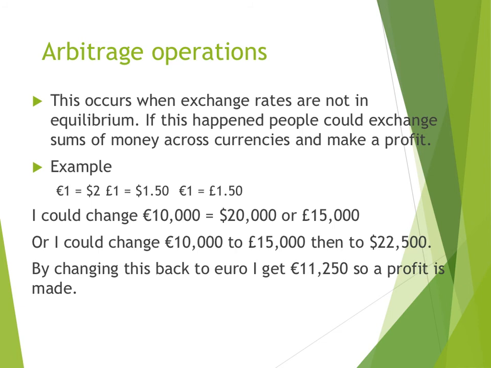22,500. Okay, if you want to know how to do that, all you have to do is take the 15,000 and multiply it by the 1.50 exchange rate, and you get this 22,500. And then when we go to change that back into euro, all I do here is divide by this exchange rate here, 2, okay? I get 11,250. So I actually make a profit because I started out with 10,000, but now I have 11,250.